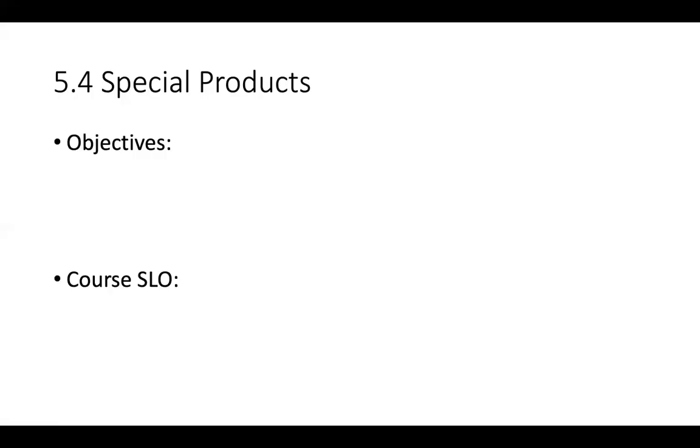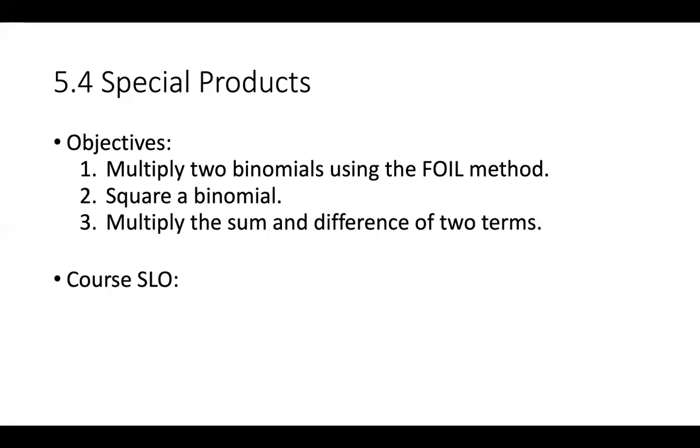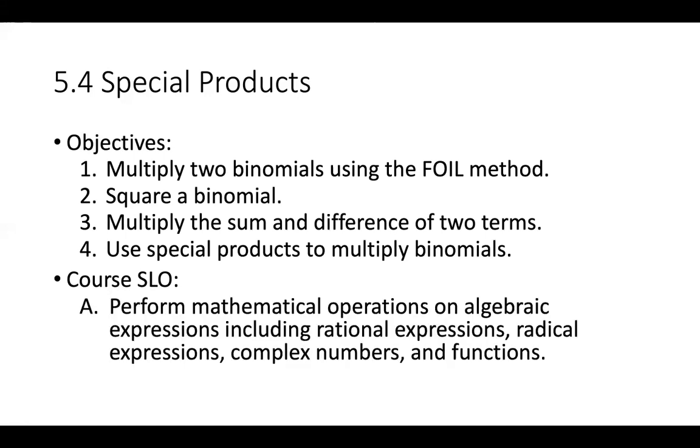We're continuing with Chapter 5, and today we're looking at Section 5.4 on special products. In this section, we'll multiply two binomials using the FOIL method. We'll square a binomial. We'll multiply the sum and difference of two terms. And finally, we'll use special products to multiply binomials. And as usual, throughout this chapter, we are covering SLOA, which is performing mathematical operations on algebraic expressions.